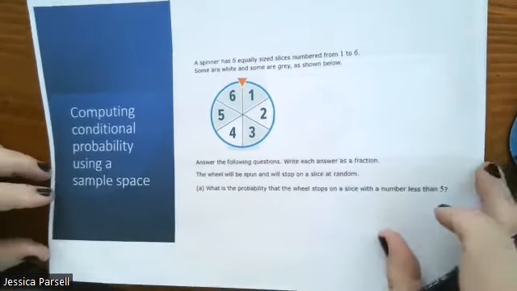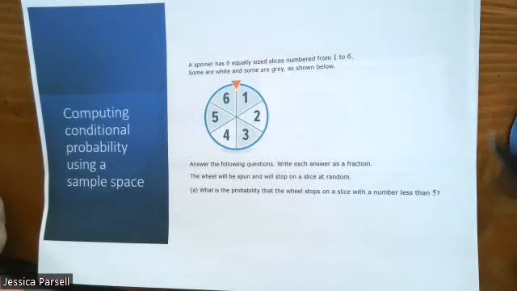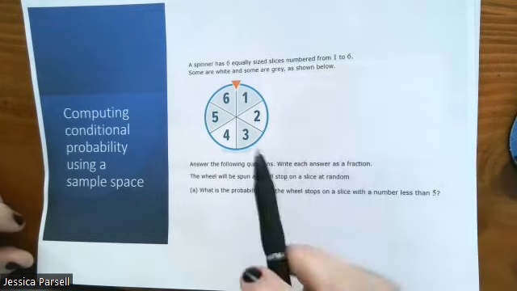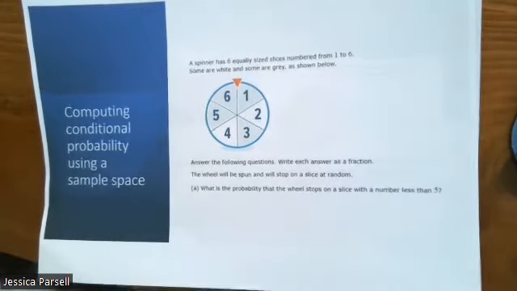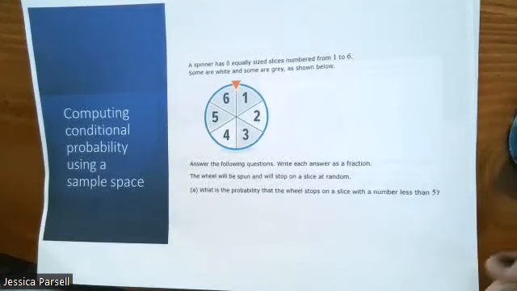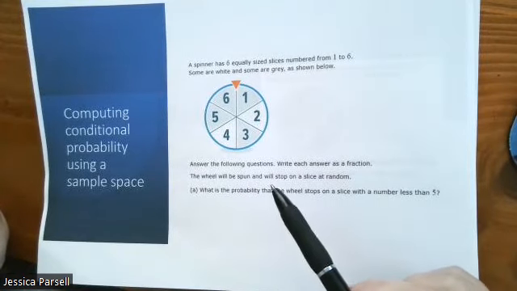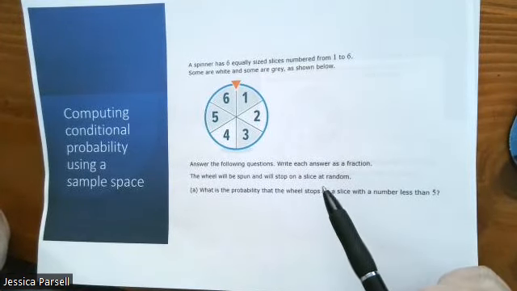Okay, our last video for week 4. A spinner has 6 equally sized slices numbered 1 through 6. Some are white, some are gray, as shown below. So we're going to answer the following questions. Write each answer as a fraction. The wheel will be spun and will stop on a slice at random.